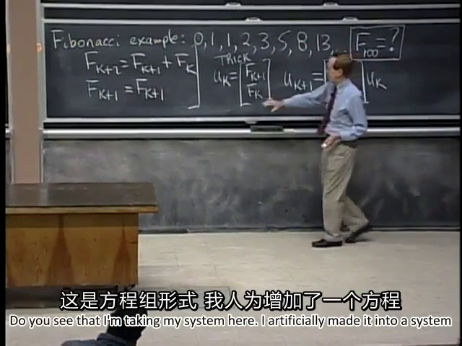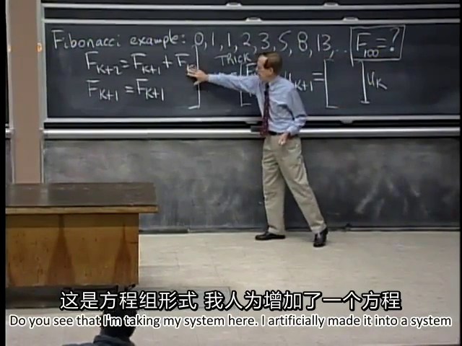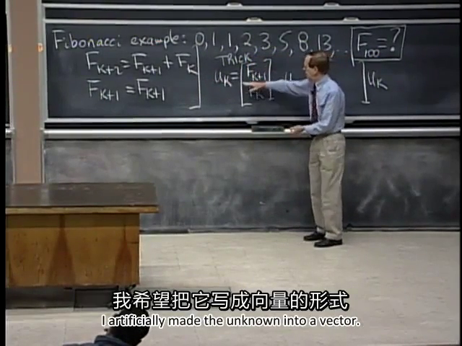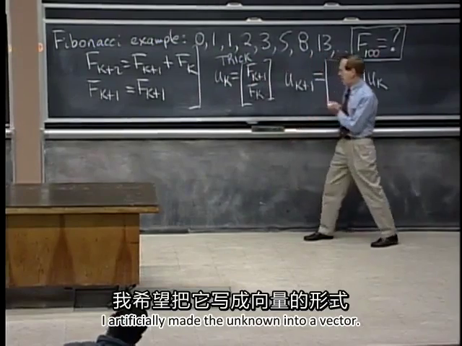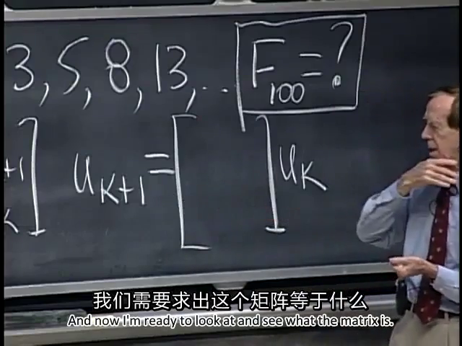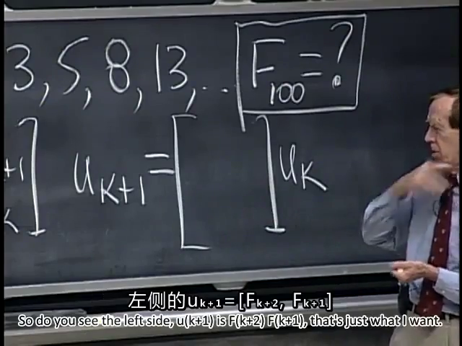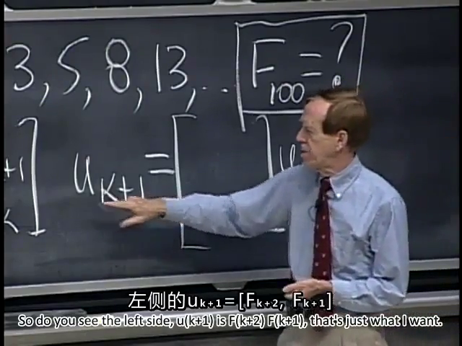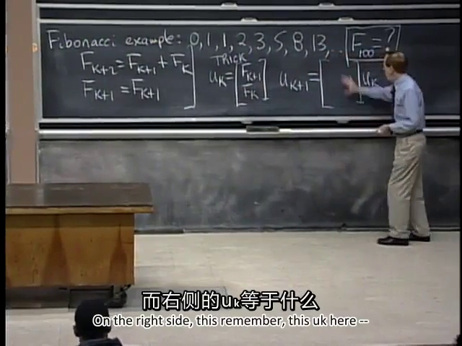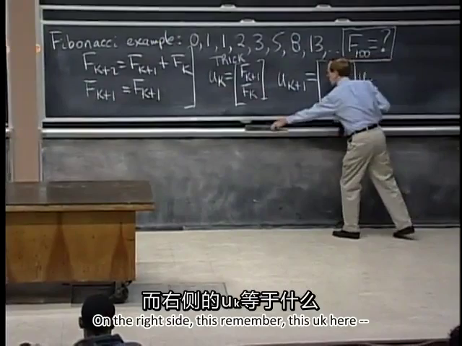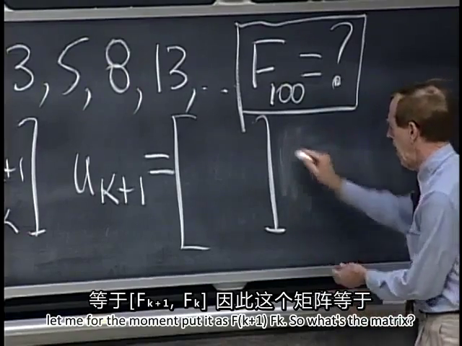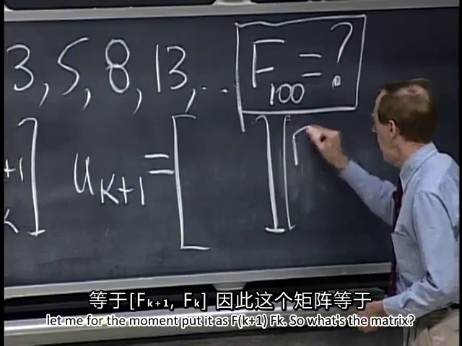You see that I'm taking my system here. I artificially made it into a system. I artificially made the unknown into a vector. And now I'm ready to look at and see what the matrix is. So do you see the left side, uk plus 1 is fk plus 2, fk plus 1. That's just what I want. On the right side, remember, this uk here, let me for the moment put it as fk plus 1, fk.